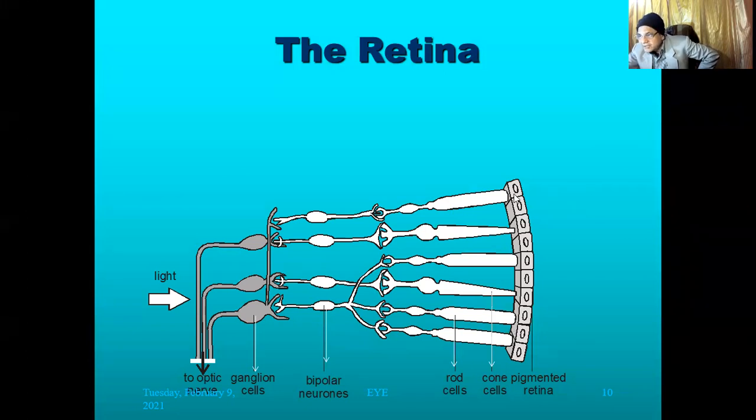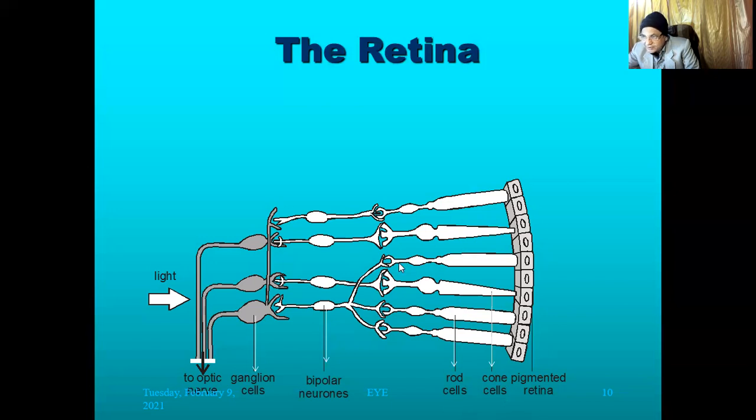So the cylindrical structure is known as rod cells, and the triangular structure is known as cones. So these are rods and cones. We will compare rods and cones later. It is often asked in examinations. But you see here, the number of rods is more than the number of cones, as you see in this slide.